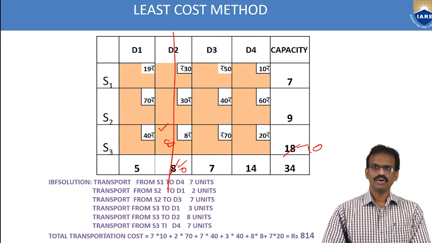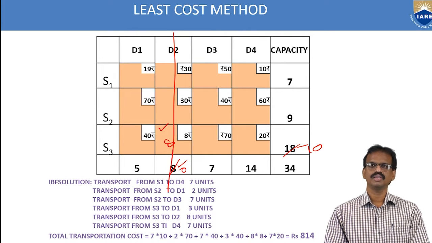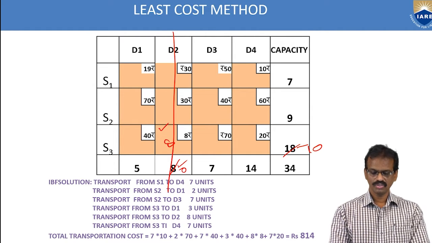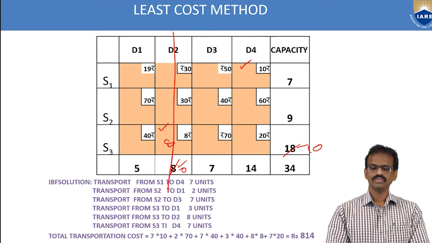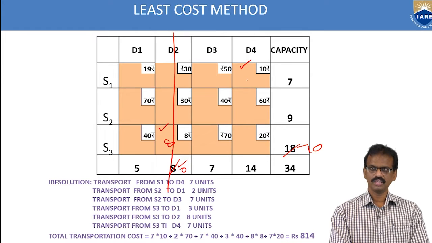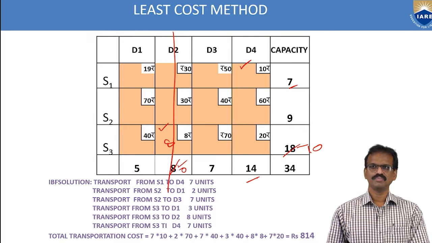Then you have to identify the next least cost value. What is the next least cost value here? 19, next 10. So 10 is the least cost value. Then you have to allocate this cell. For this cell there are two values. One is 14, another one is 7. Which is minimum? 7 is the minimum. You have to allocate the minimum value.